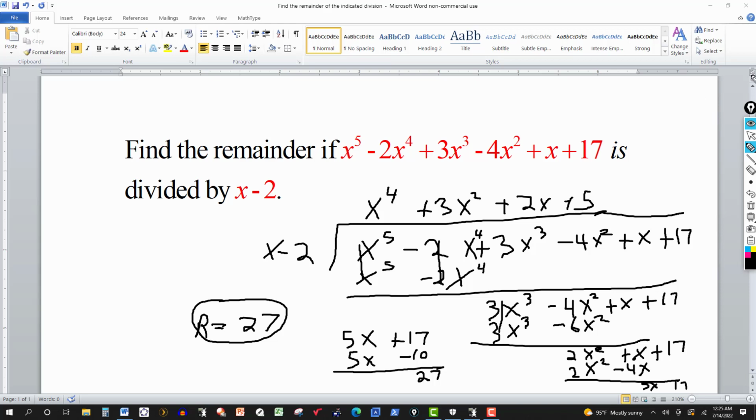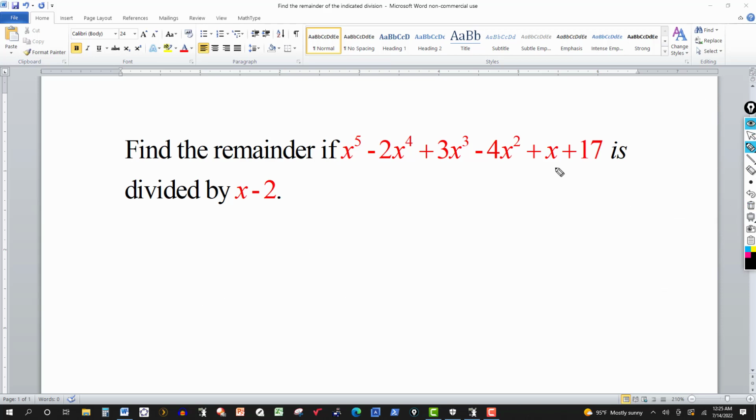So that's one way to do it. We'll do it 3 ways here. The next way is just to use, again it's division, but this is a synthetic division. It's a shortcut of what I just did. So what you do here is you take the coefficients of the polynomial.